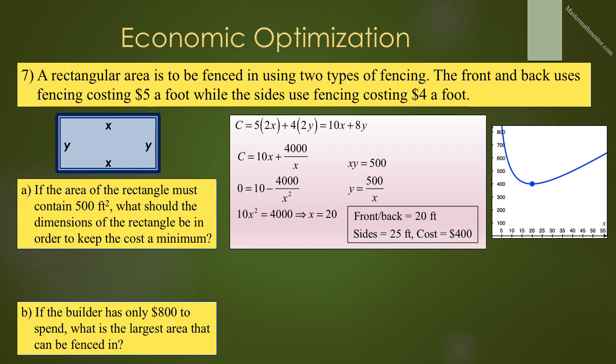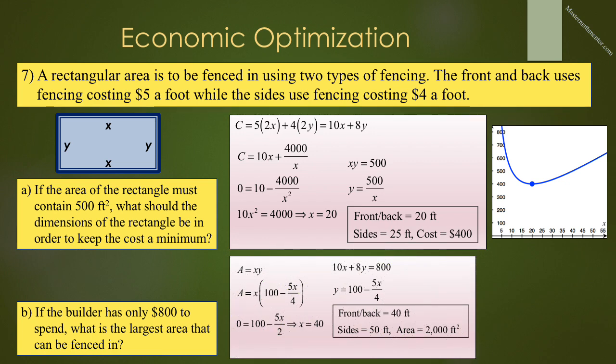The graph confirms the answer and also illustrates that there is no maximum cost. By making one of the sides very, very large, you can make this project cost as much as you want it to. In part B, the expression to be maximized is A equals xy.